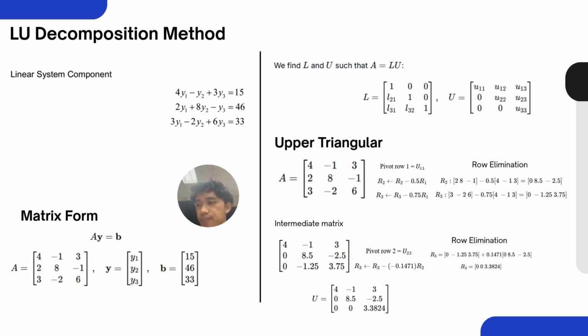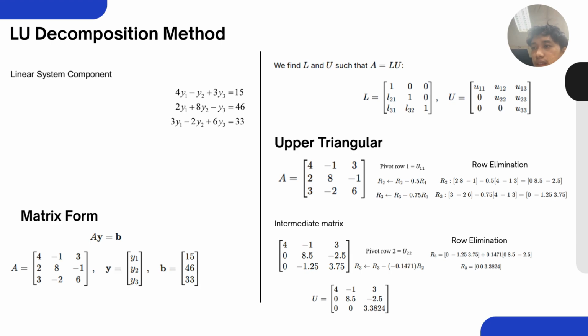constant vector. To make solving easier, we decompose matrix A into two special matrices, which is A equal to L times U, where L is a lower triangular matrix and U is an upper triangular matrix. This decomposition allows us to solve the system step by step instead of solving all equations at once.